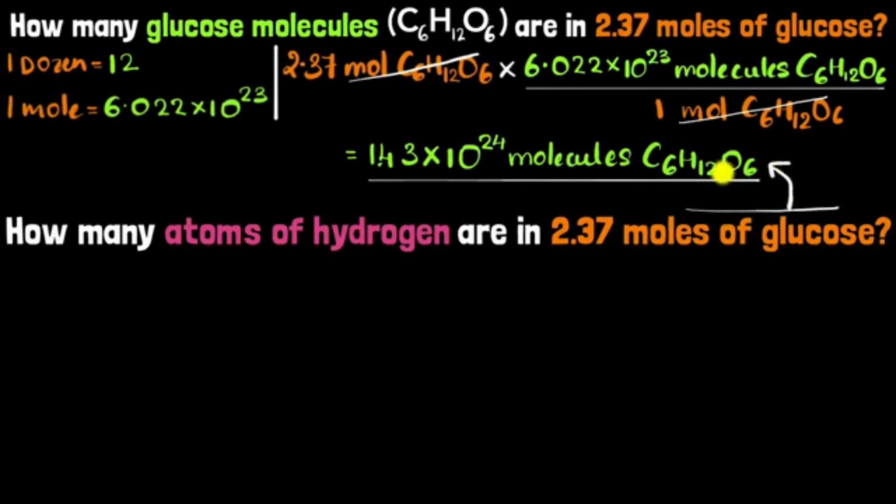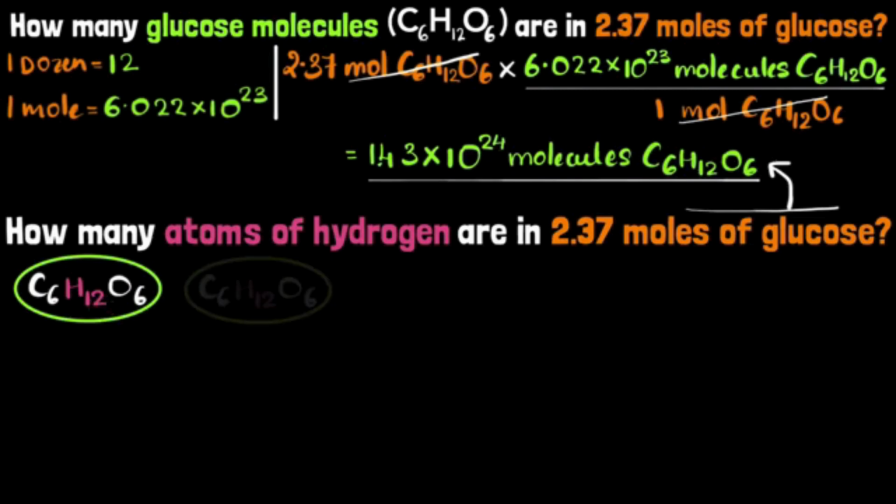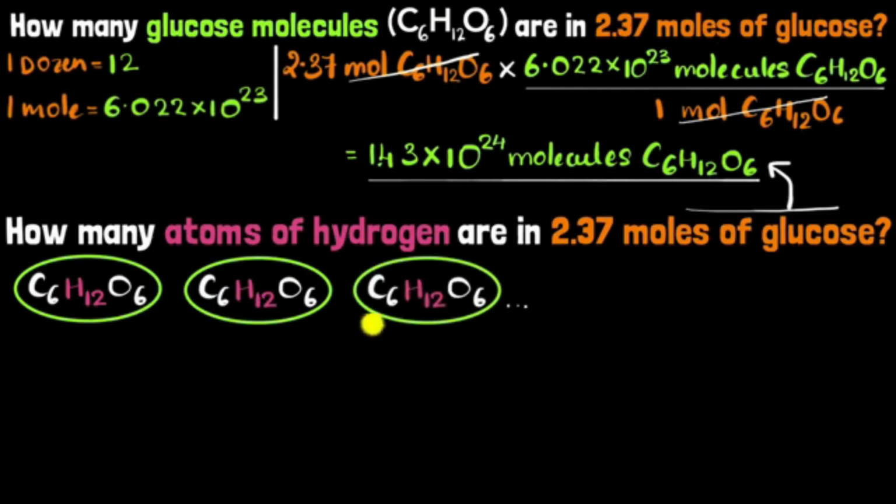So I have these many molecules of glucose, but now I'm asked how many atoms of hydrogen there are in these many molecules of glucose. How do I do that? Well, I know that if I have 1 molecule of glucose, then there are 12 hydrogen atoms. If I take 2 molecules of glucose, I will have 12 plus 12, that is 12 times 2 hydrogen atoms. If I take 3 molecules of glucose, 12 times 3 hydrogen atoms. So if I take these many molecules of glucose, it'll be 12 times these many atoms of hydrogen.